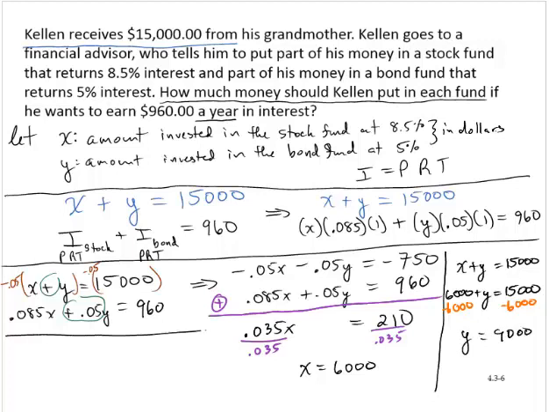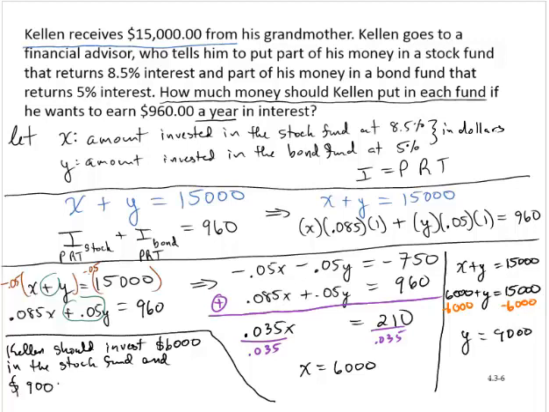So, a conclusion. Kellen should invest $6,000 in the stock fund and $9,000 in the bond fund.